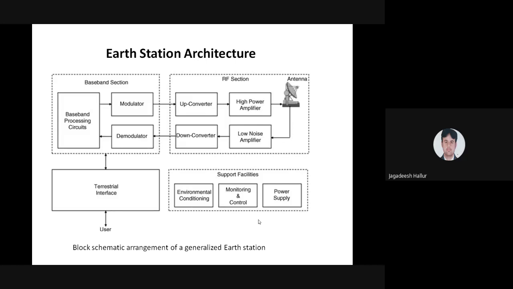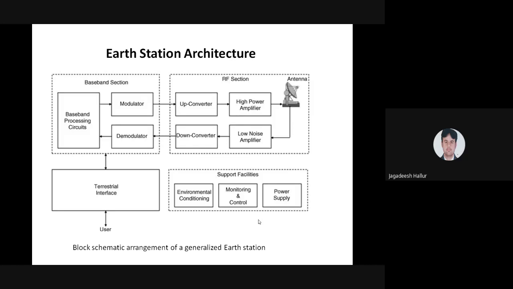In the demodulator, you get the original signal back at the receiver end. The modulator is at the transmitter end and the demodulator is at the receiver end. So the modulator's function is to increase the signal and the demodulator's function is to recover the original signal at the receiver. That is present in the baseband section.